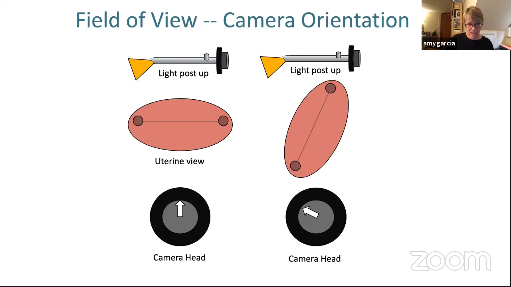However, that is not actually your visual field. The uterus anatomy didn't change, just your visual field did. So if you're not aware of your camera head position, then you potentially lose your bearings and your orientation within the uterine cavity. So just be very mindful of your camera head.